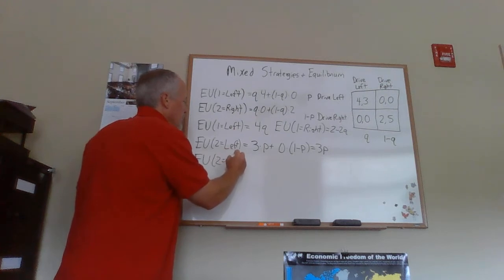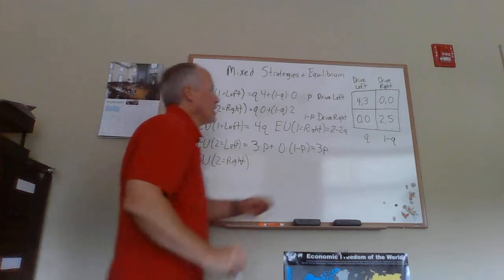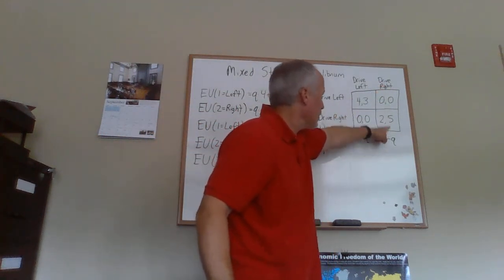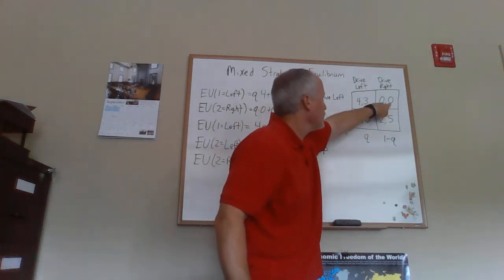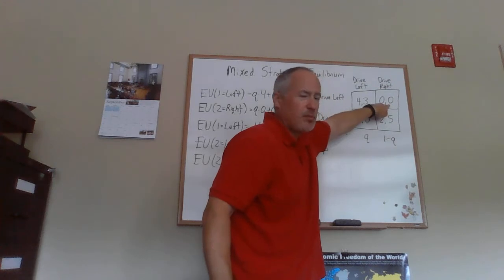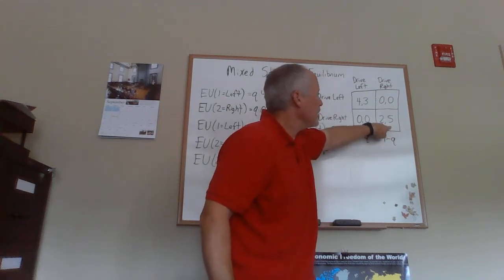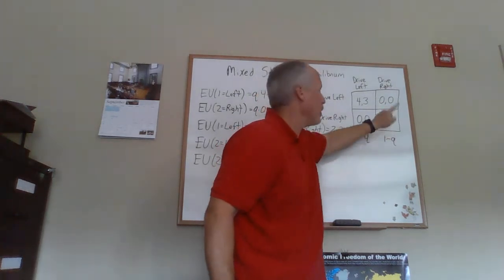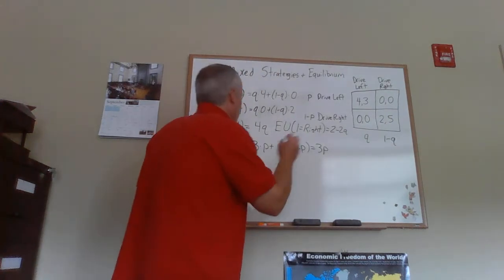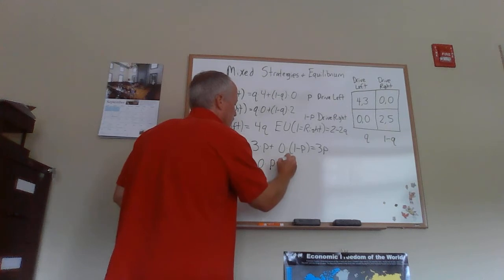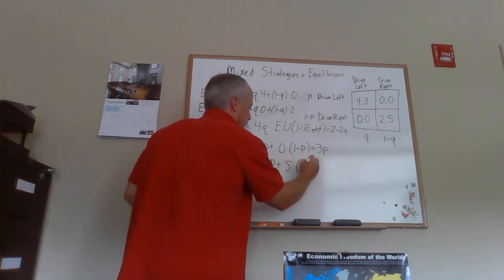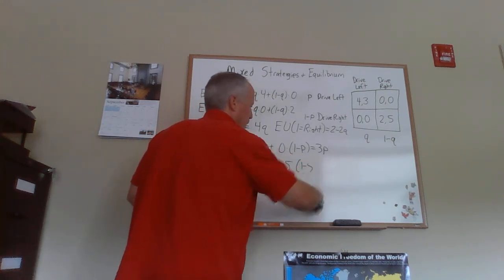If player 2 chooses drive right, that puts us in this column of the matrix, and player 2 would know they'll be in this cell with probability P, and in this cell with probability 1 minus P. So their expected payoff would be 0 times P. Oops, that's supposed to be P.